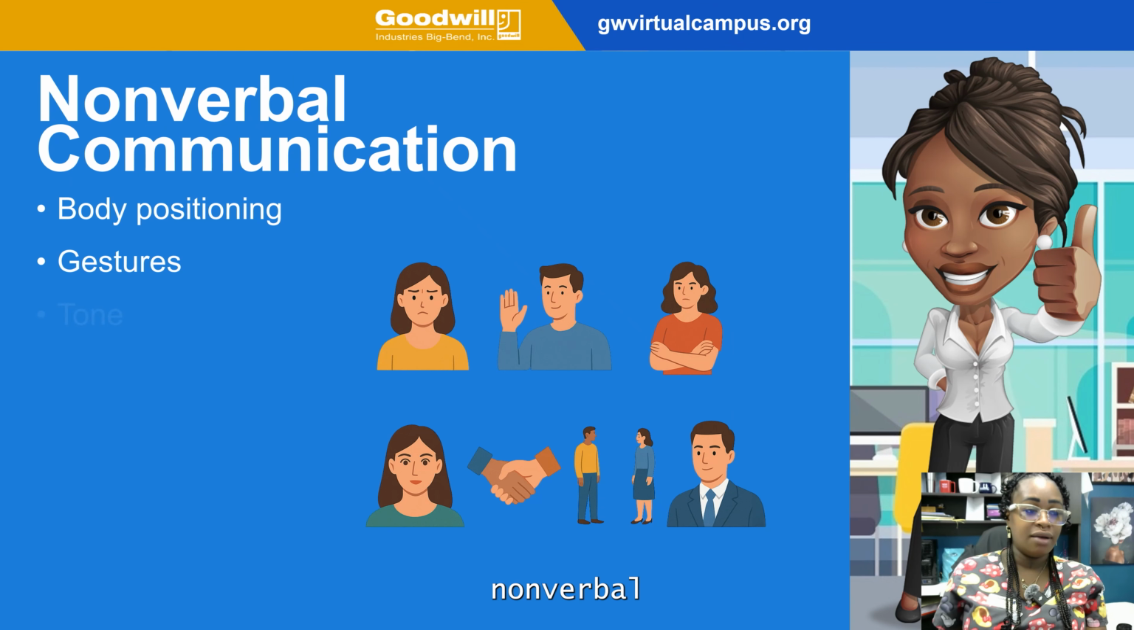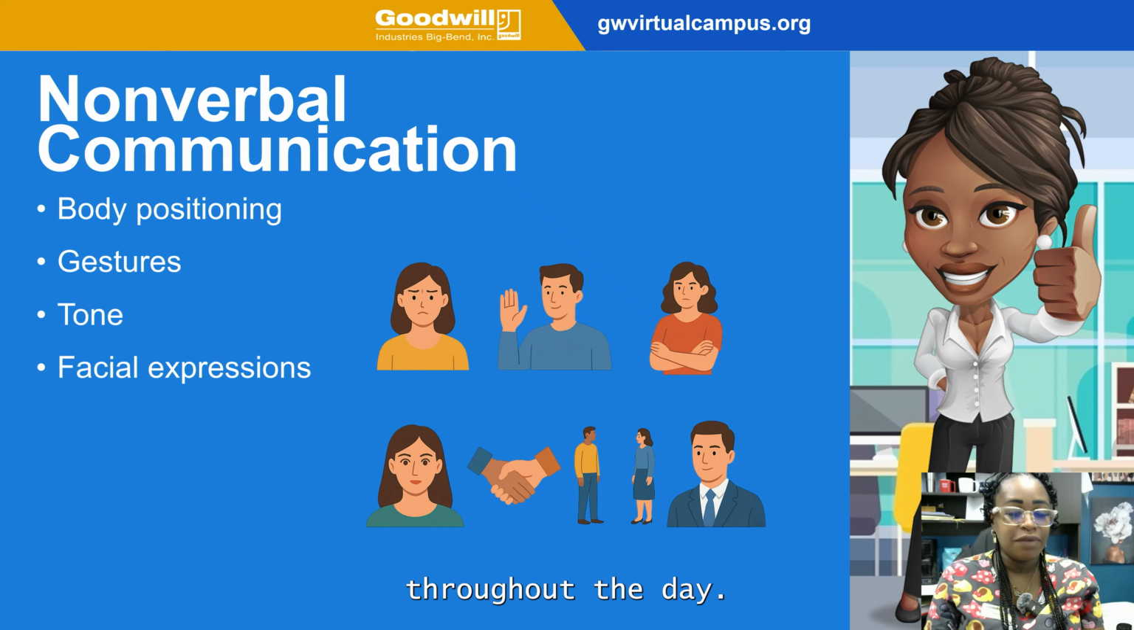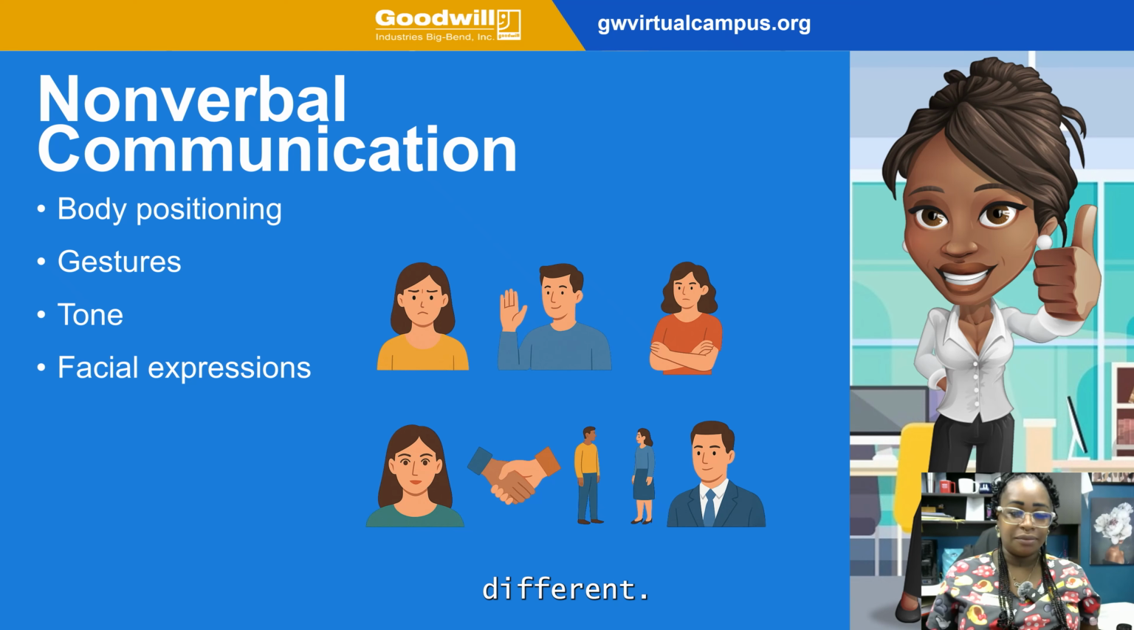You've got nonverbal communication, which is our body positioning, our gestures, our tones, our facial expressions. That's how a lot of people read our auras and how we feel throughout the day. So if you come in and you look down and depressed or angry, it's going to read from nonverbal communication. And even though we're saying something, our body language is saying something totally different.